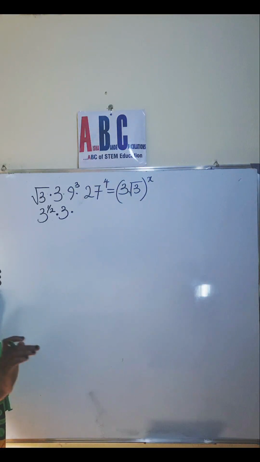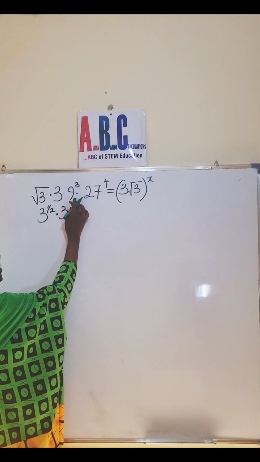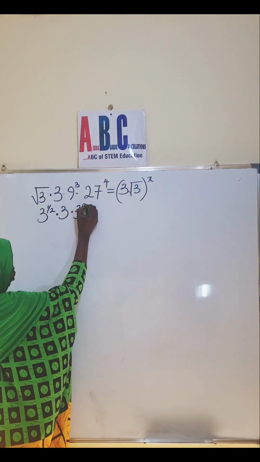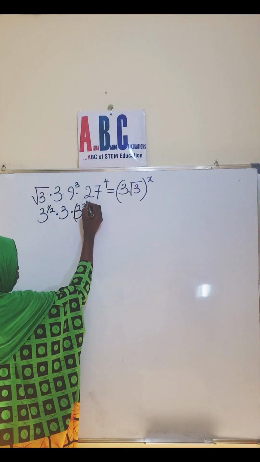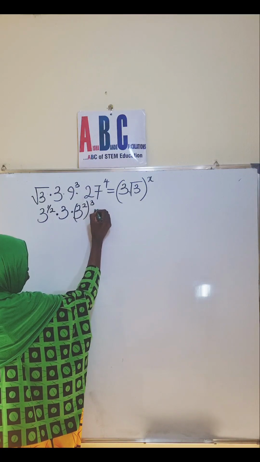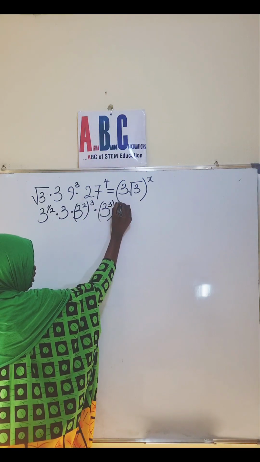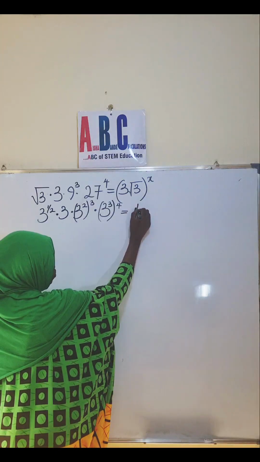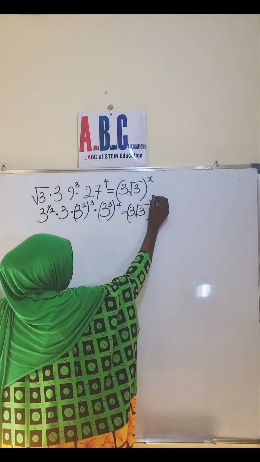What I want to try to do now is to make all the bases equal. Okay, so this 9 is going to be 3 to the power of 2. 3 to the power of 2 means 3 times 3, that's 9. Then we have a power here, which is 3. Multiplied by this 27 is 3 to the power of 3, then to the power of 4, equals to 3 multiplied by root 3 to the power of x.